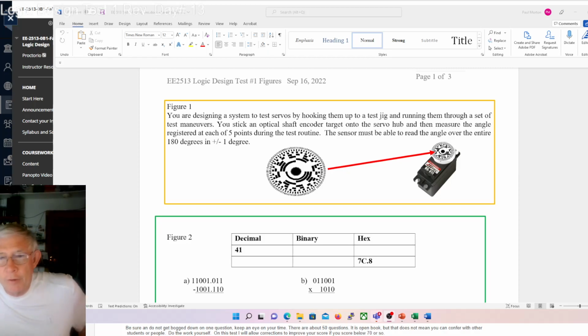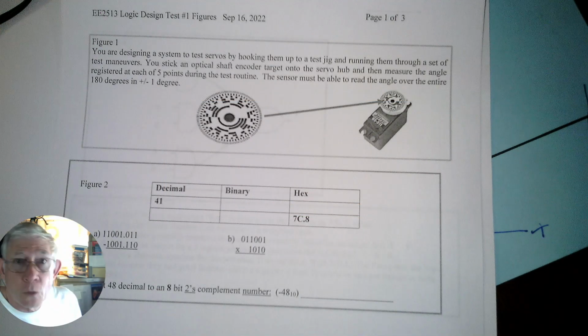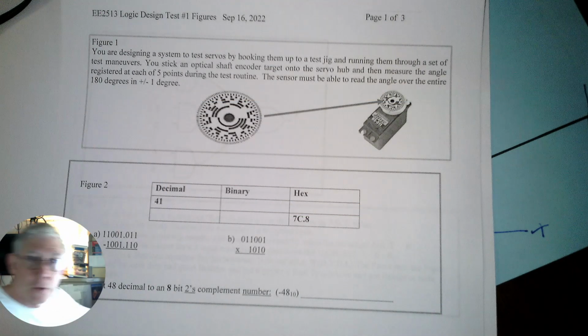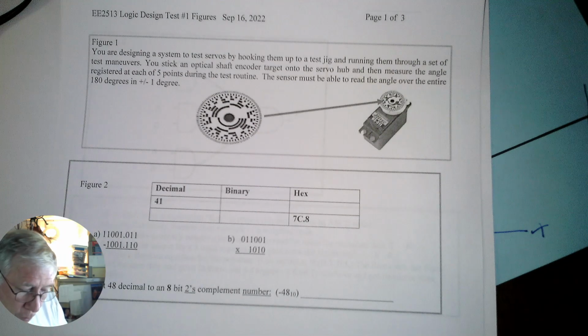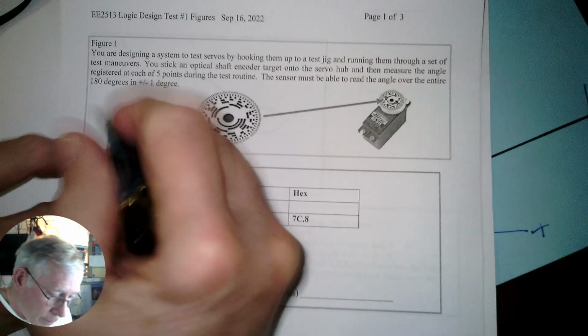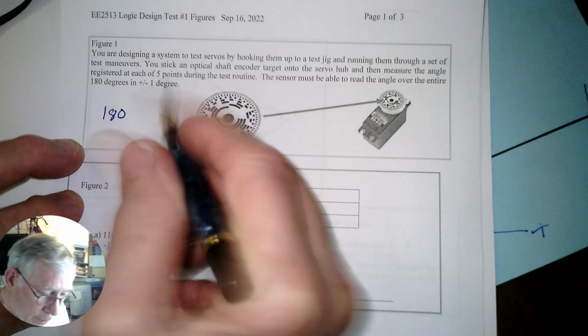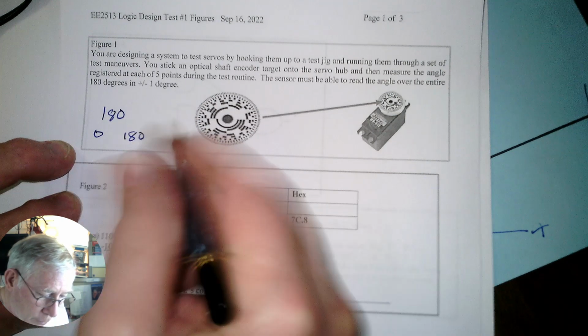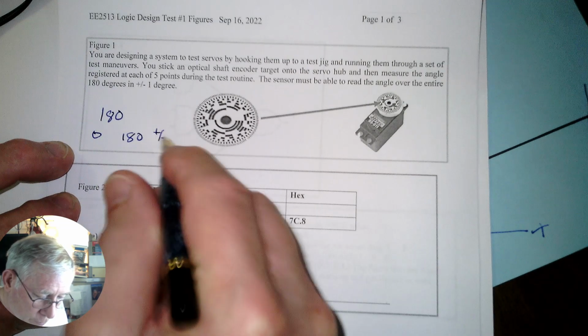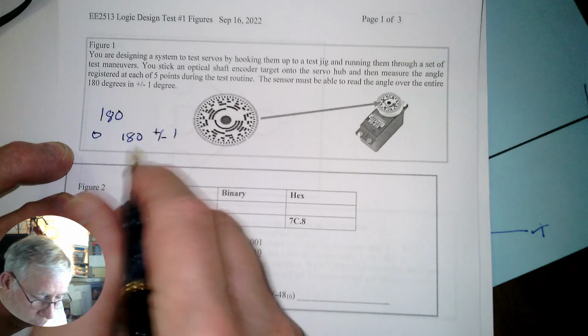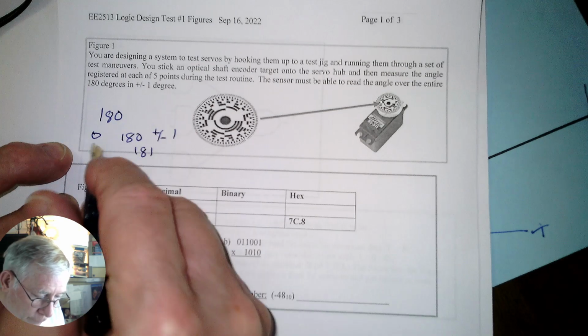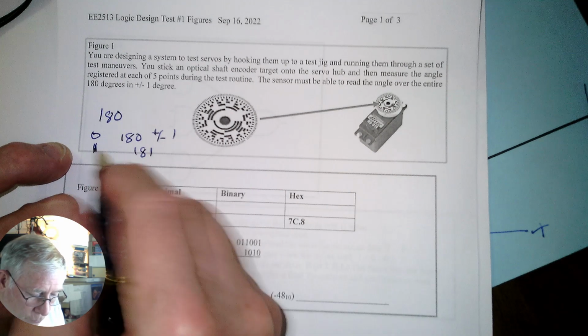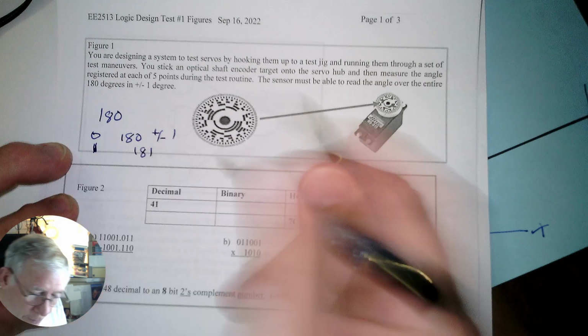Okay, a couple of things to think about. Let me switch over to the paper. First off, if you have to represent 180 things, from 0 to 180, plus or minus 1 degree, that's 181 things, because you have to account for the 0 start point. So it's 1 plus 180, so it's 181 things.